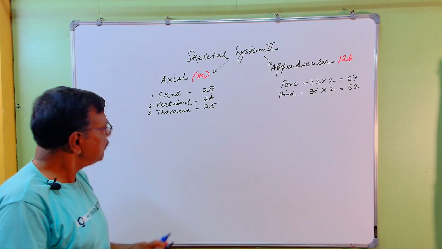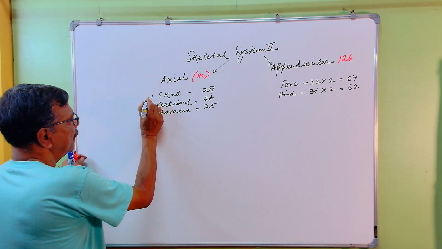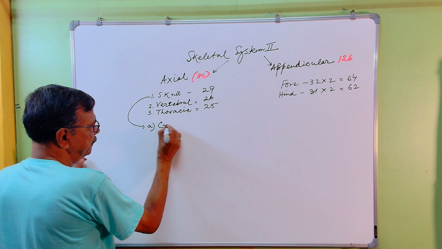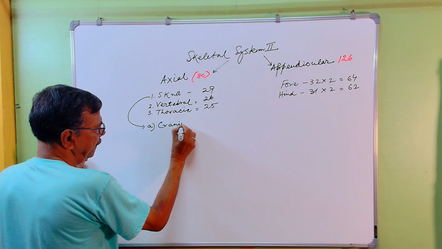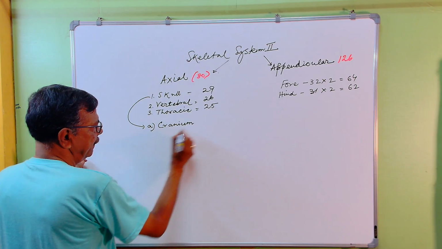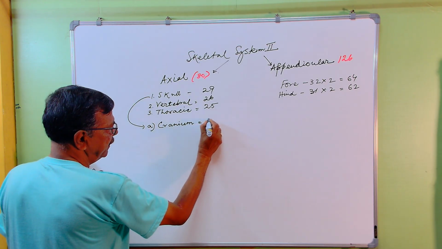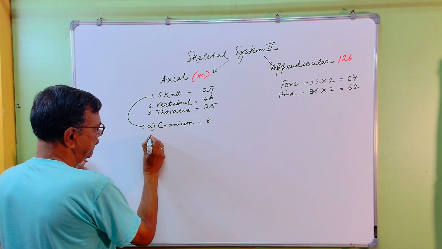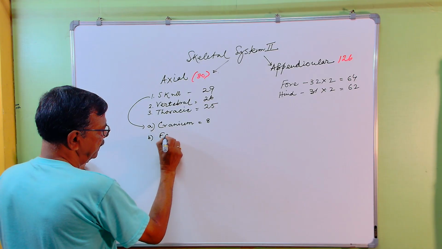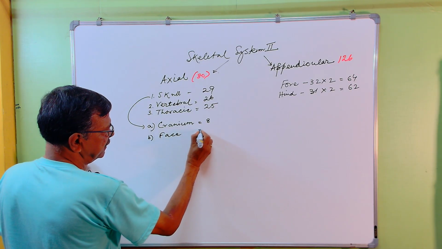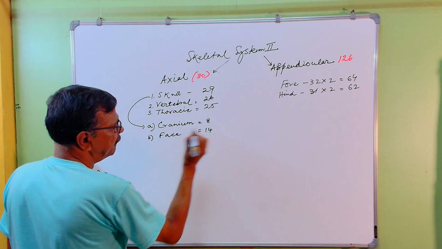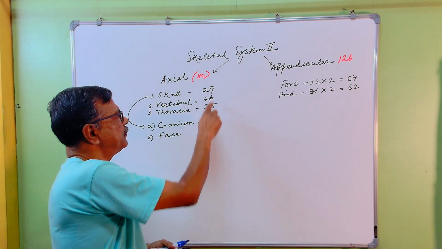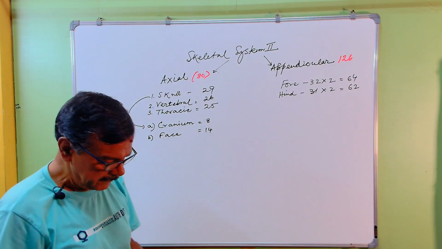Now, out of this, we have divided the skull into A, the cranium, which consists of 8 bones, and B, the face, which consists of 14 bones. 14 and 8 make 22, but it should be 29.